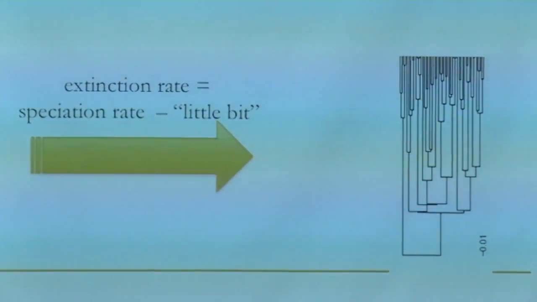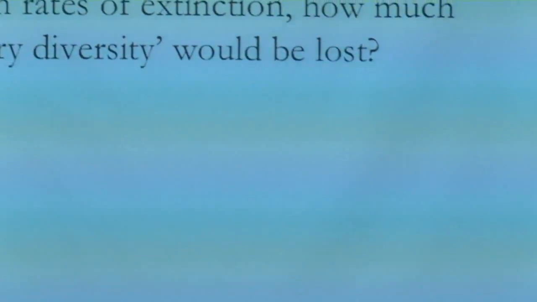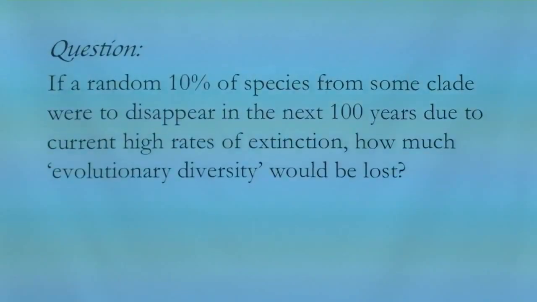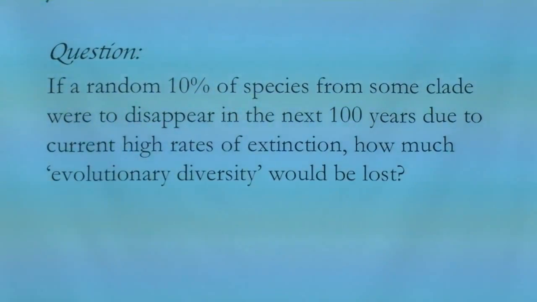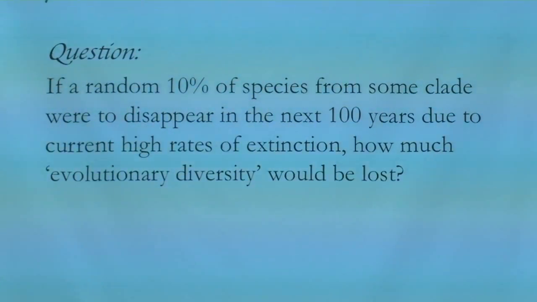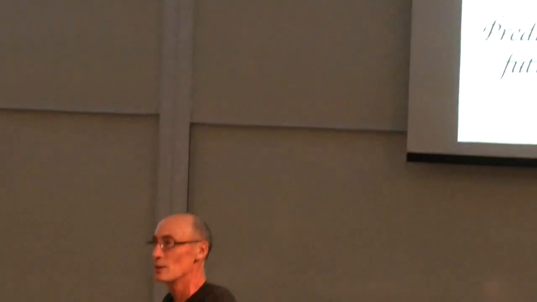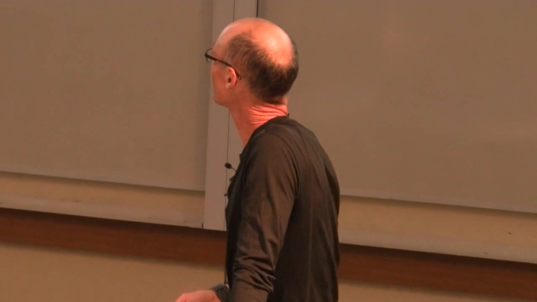So why is this relevant? Well, this is a question that we got interested in a few years ago. Suppose a random 10% of species from some clade were to disappear in the next 100 years due to current high rates of extinction. How much evolutionary diversity would be lost? Okay, well, this is a tricky question, as we know. It's difficult to predict, especially if it involves the future.